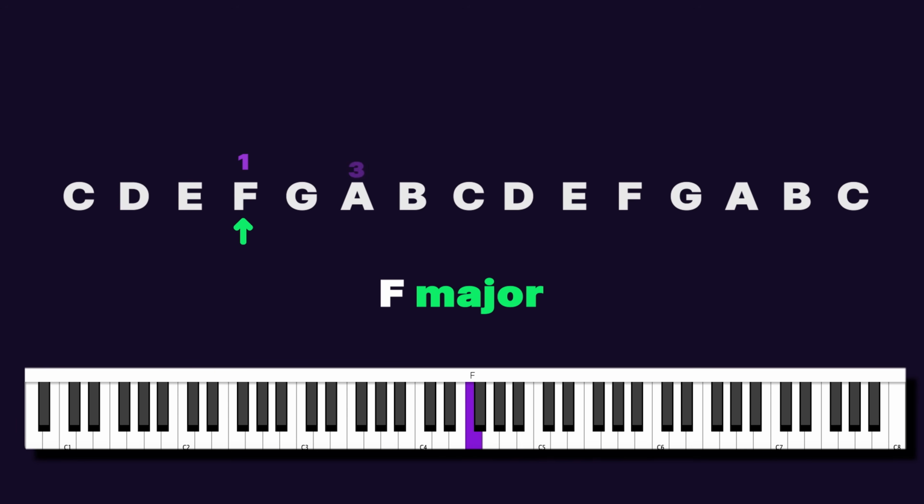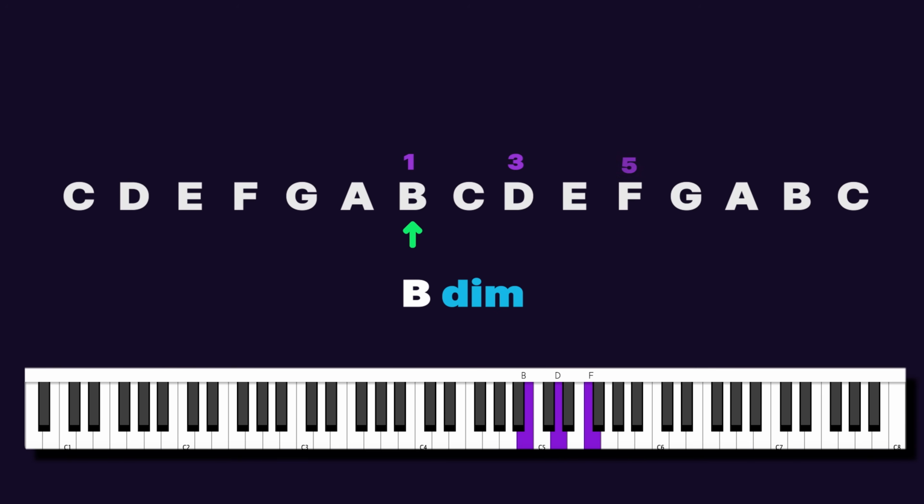F is 1, A is 3, C is 5. Now to G. G is 1, B is 3, D is 5. Now to A. A is 1, C is 3, E is 5. And now to B. B is 1, D is 3, F is 5. So now we know all of the chord tones, or all of the notes that are in all of the diatonic triads in our C major scale.